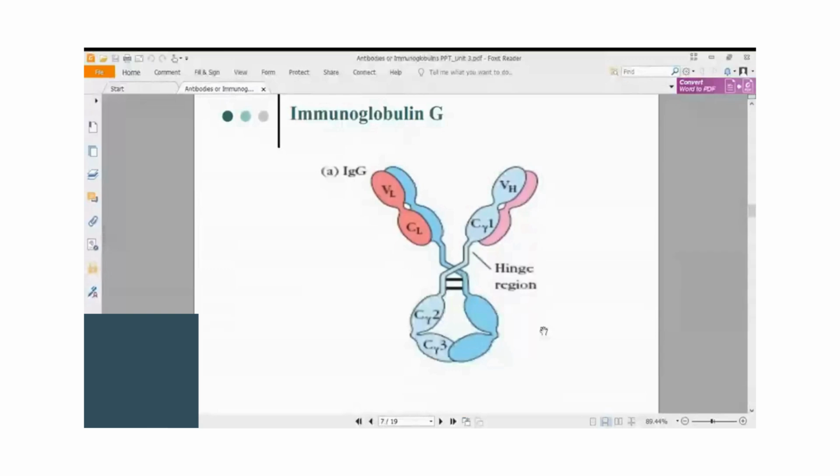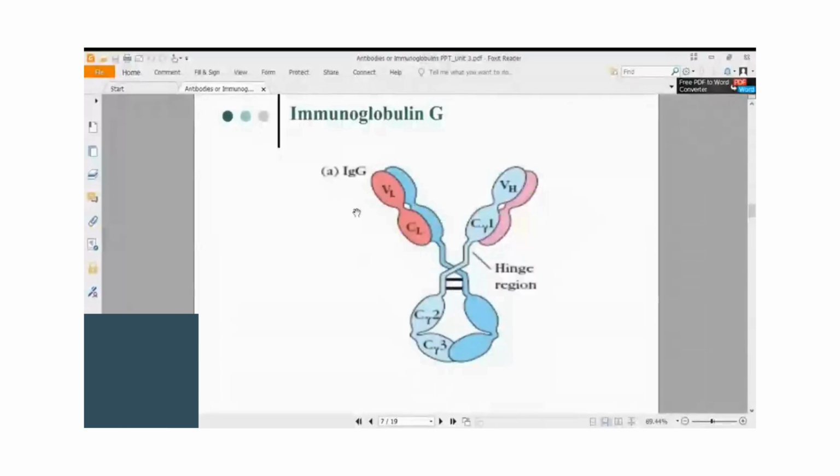And I had also mentioned that the constant region domain is the one that is used for classification of the antibody. And if it is gamma, so it is labeled as C gamma 1, C gamma 2, C gamma 3 for the gamma globulin, that is IgG. As shown in this diagram, you can make out that it is labeled as C gamma 1, C gamma 2, C gamma 3.